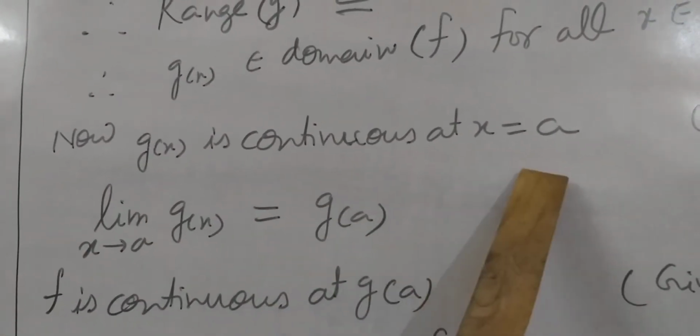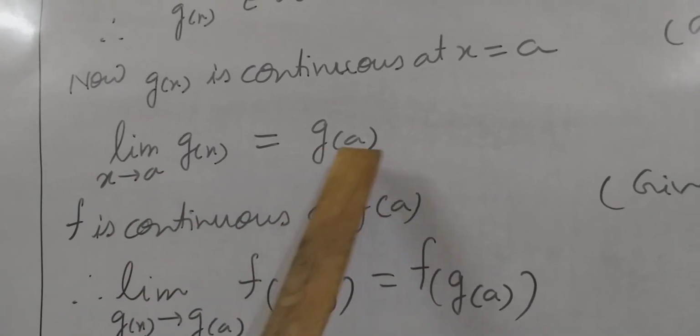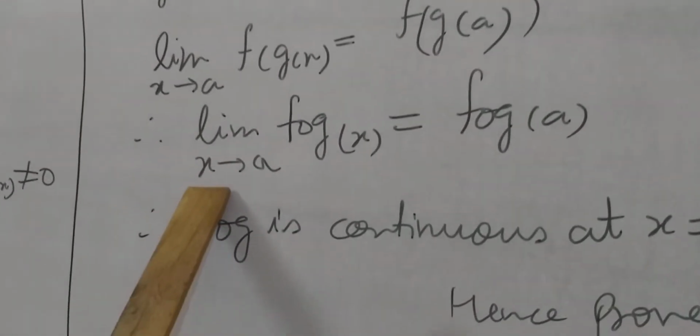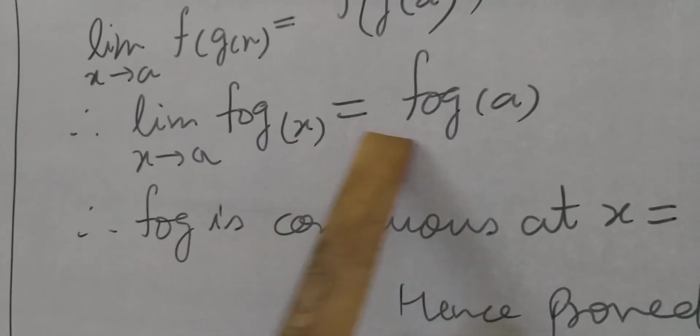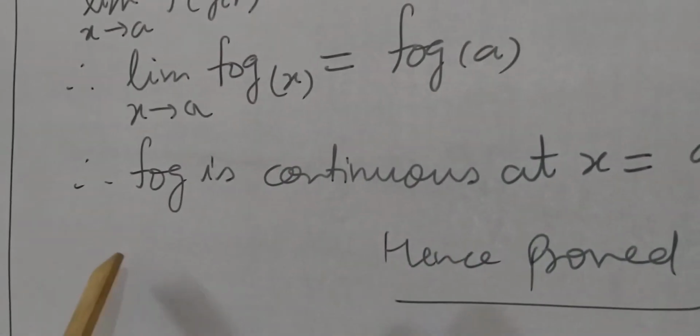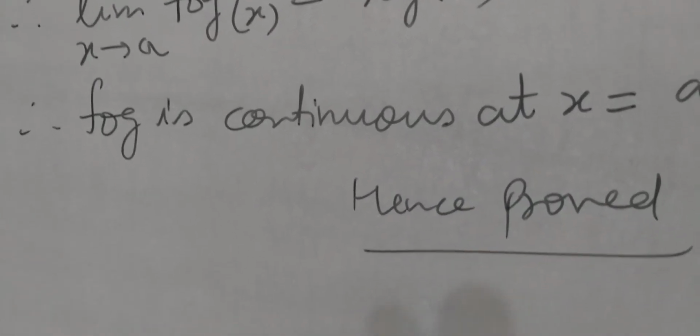g(x) is continuous at x equal to a, it is given to us, students. So limit x tends to a, g(x) equals g(a), and when we have got this limit x tends to a, fog(x) equals fog(a), then we can write fog is continuous at x equal to a.